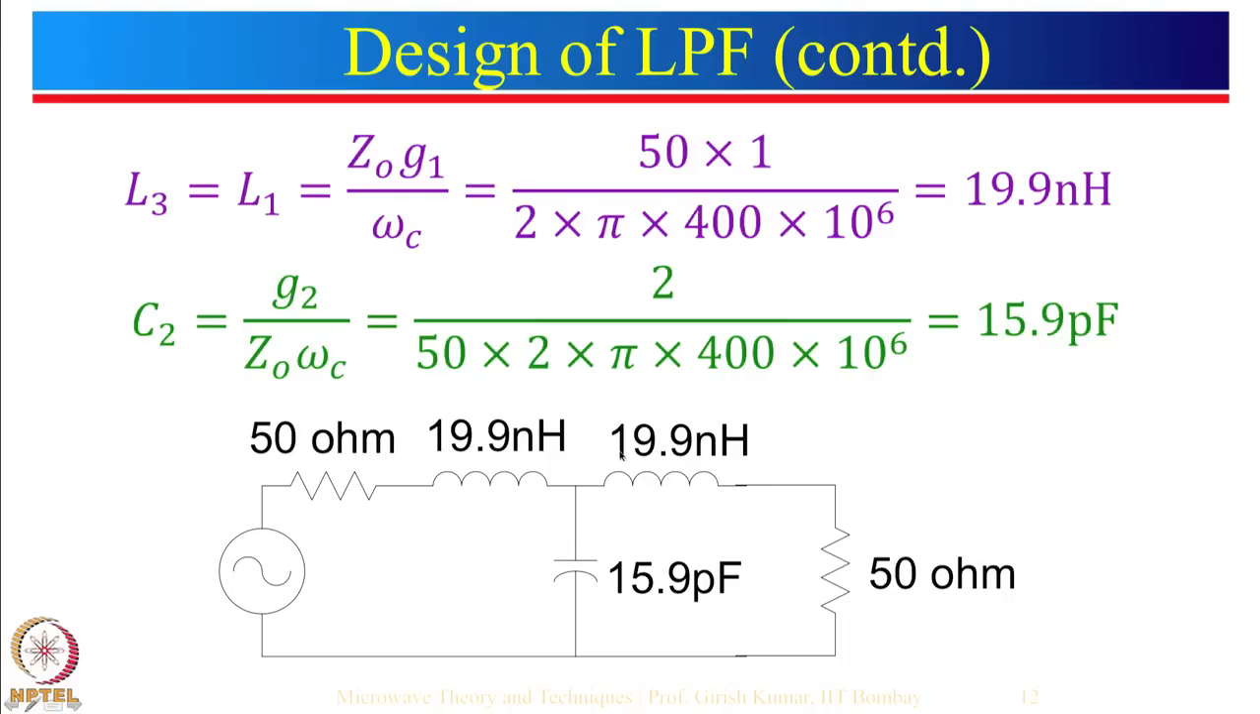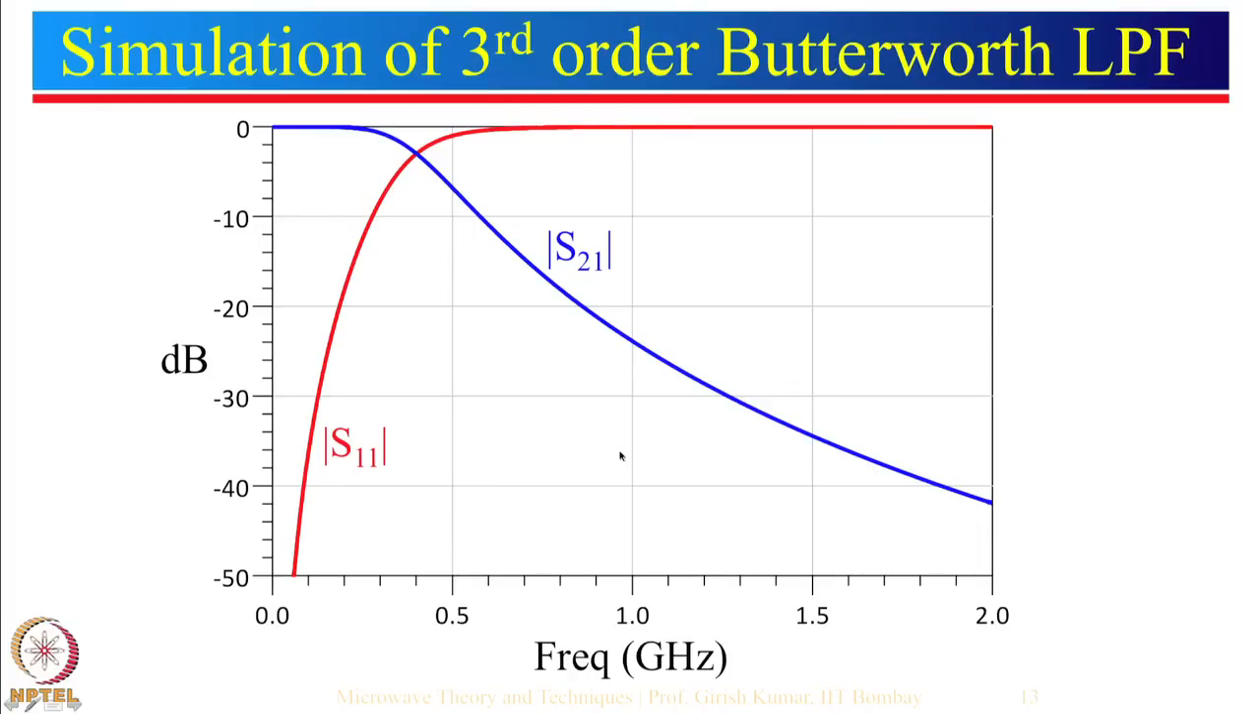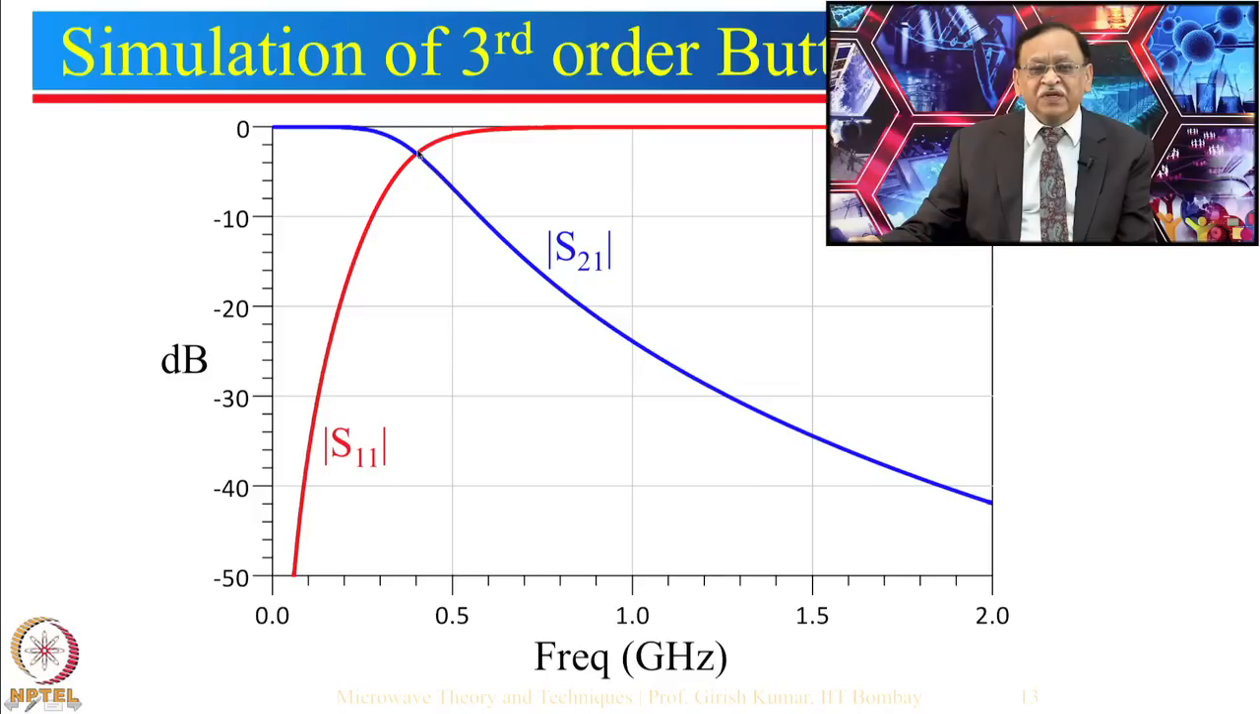So, let us see the response of this particular filter. Here is the response of S21, which is a low pass filter, and this is the reflection coefficient for this given low pass filter. Let us first look at S21. We had designed this filter with a cutoff frequency of 400 megahertz, which is 0.4 gigahertz. If you look from here at 0.4 gigahertz, we go up here. This is the crossover point, and that corresponds to about minus 3 dB.